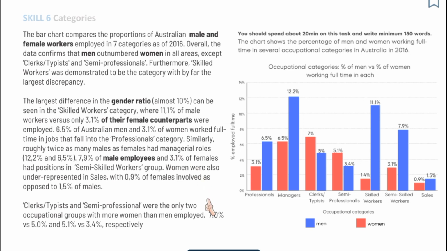Here you can see different variations, different options of the word male and female. And let's have a look at how I have used the word counterpart. So the largest difference in the gender ratio, almost 10%, can be seen in the skilled workers category, where 11.1% of male workers versus only 3.1% of their female counterparts were employed.